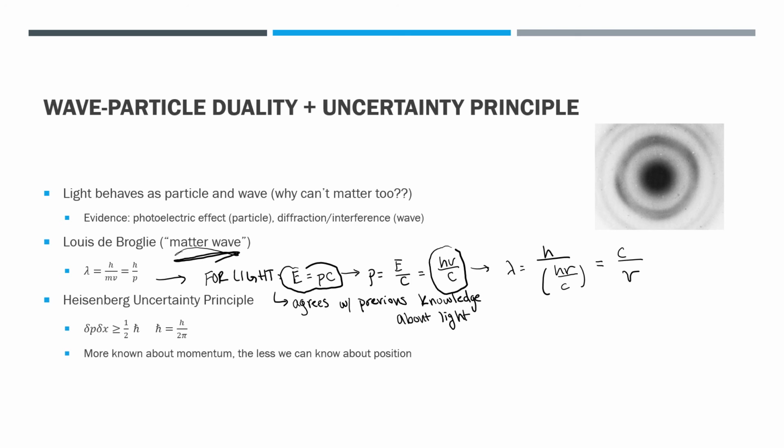Basically what this means is that the more we know about momentum, say our error for momentum is really small, the less we have to know about our position, because the product of these errors must be greater than or equal to some certain baseline amount. It also means that the more we know about the position, the less we know about the momentum or the speed of the particle.